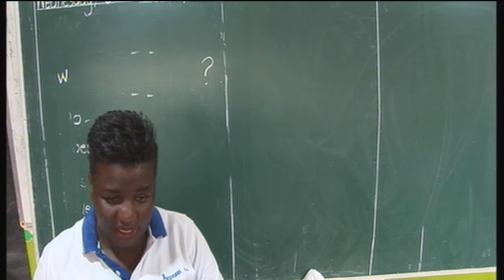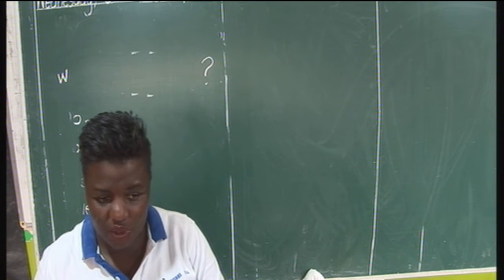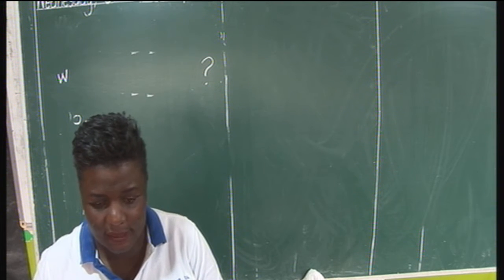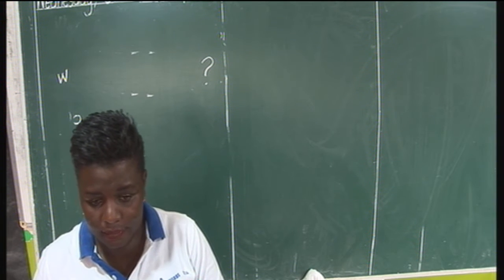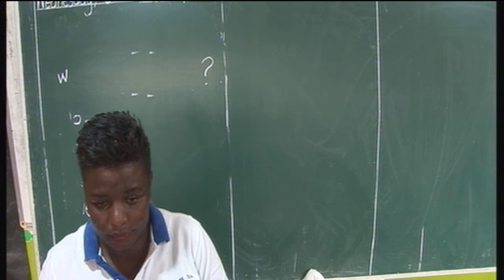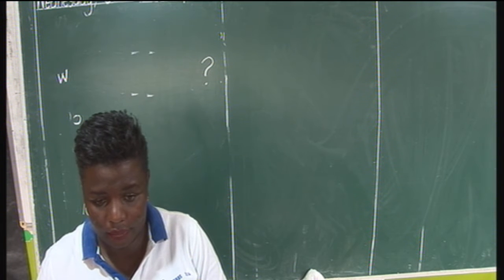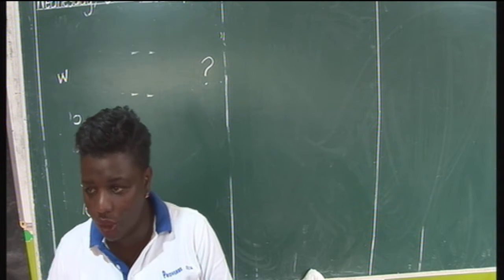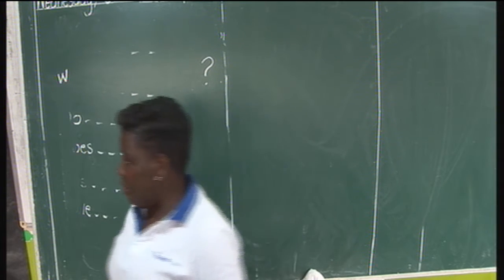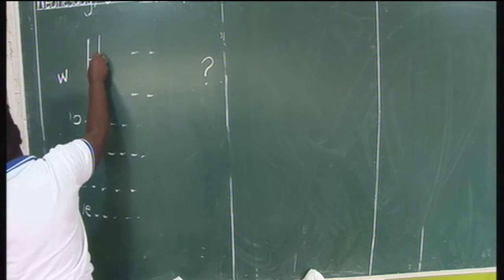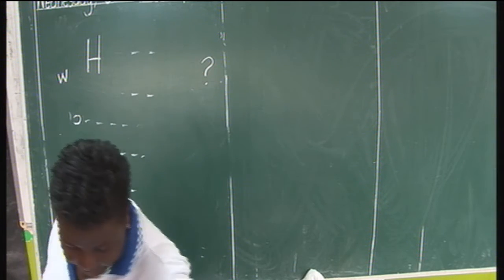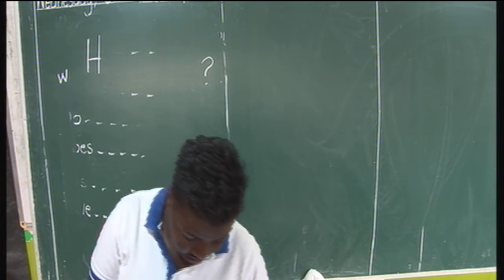Number 2, dash old are you? That's for Ved Patel. Unmute yourself. How old are you? Thank you so much. Remember to start with a capital H. When you start with a small h, then your sentence will be wrong. Number 3.